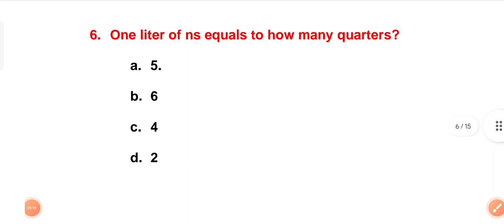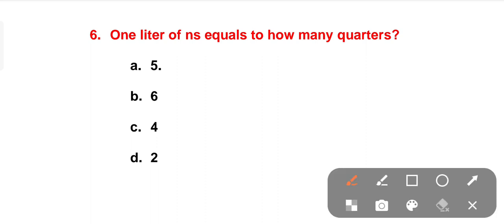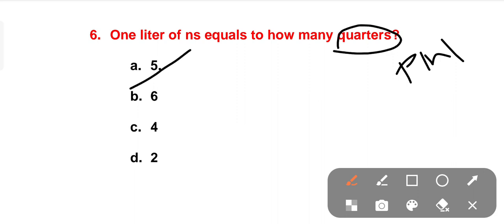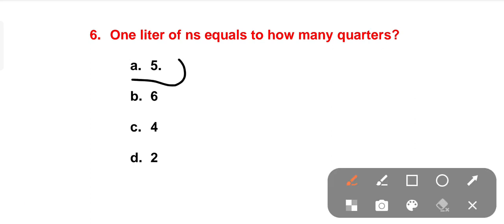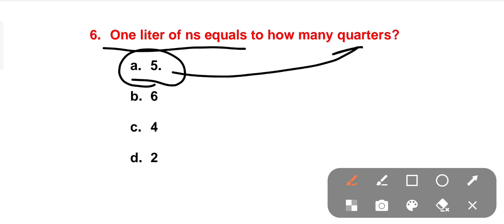So the next question is 1 liter of NS equals how many quarts? Previously we saw pints. Here I am asking how many quarts. The options are 5 quarts, 6 quarts, 4 quarts or 2 quarts. The right option is 5 quarts. So 1 liter of normal saline equals 5 quarts.